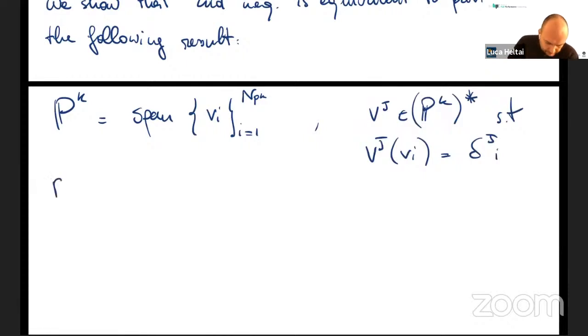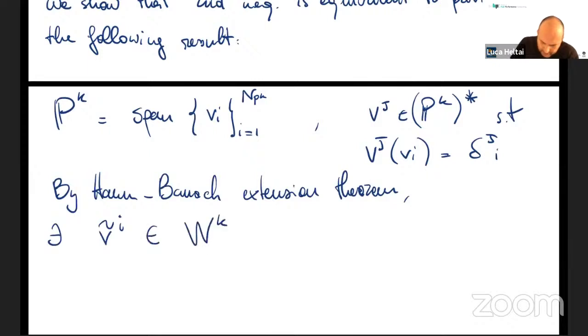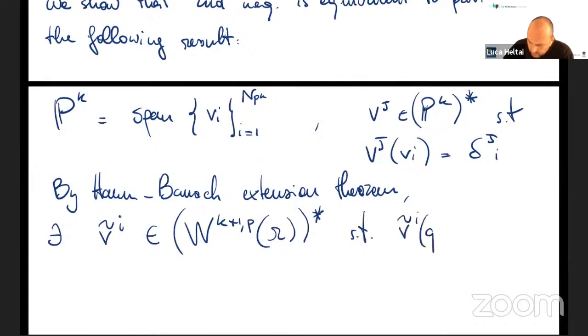Now, by the Banach extension theorem, there exist V tilde i in the dual space of W^{K+1,P} of omega such that when you restrict V tilde i on Q, this is equal to V_i of Q for any Q in P_K.